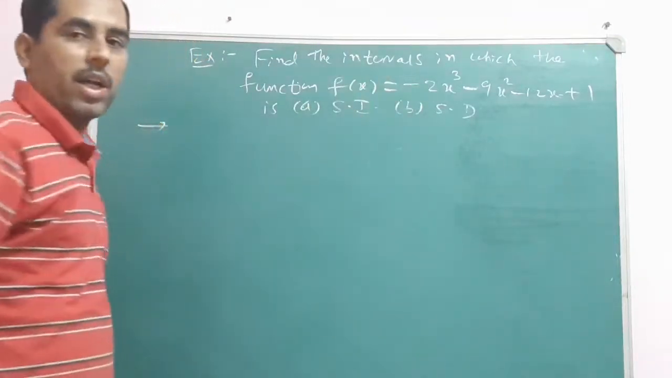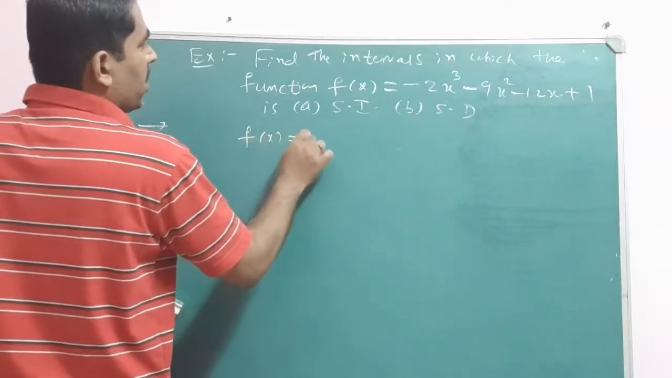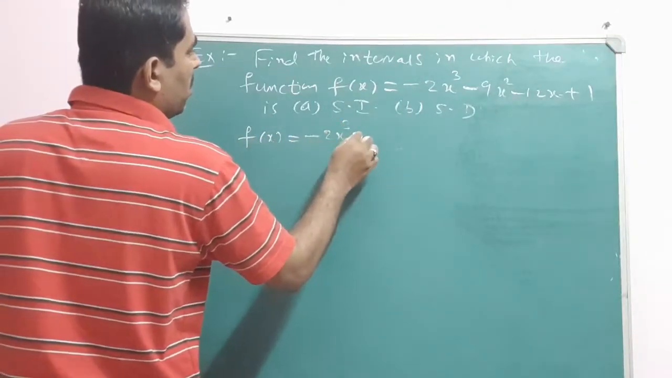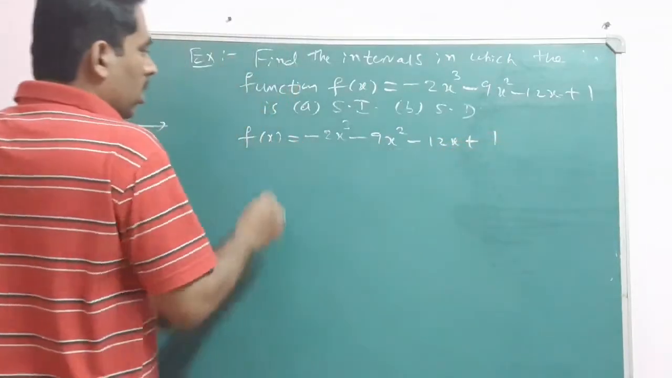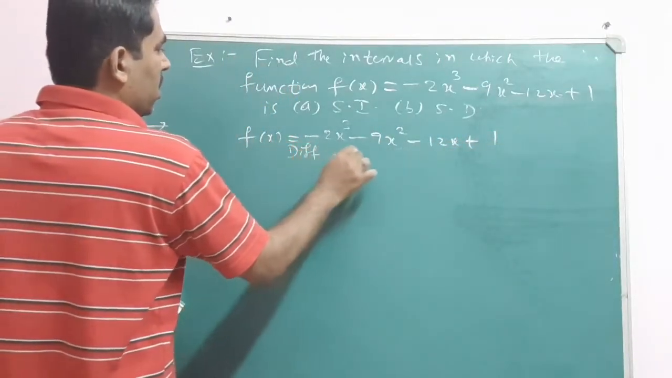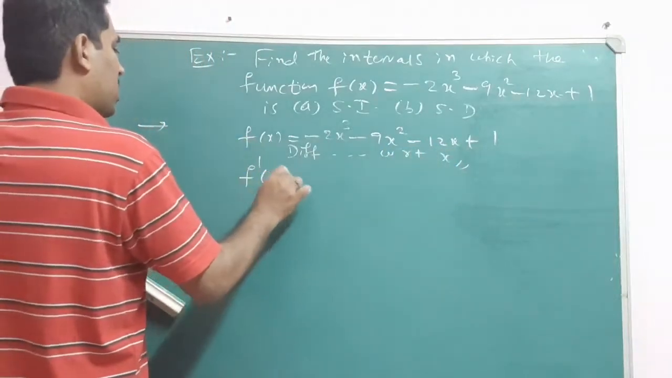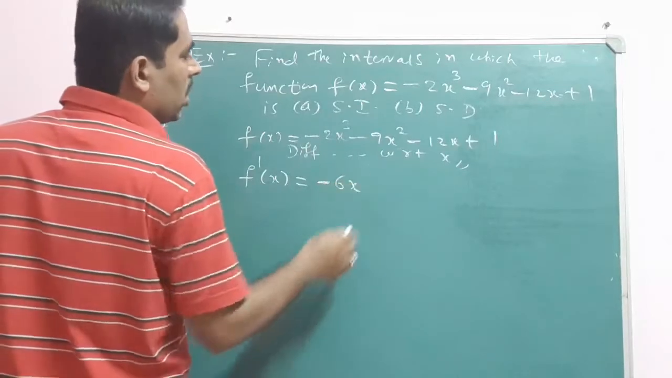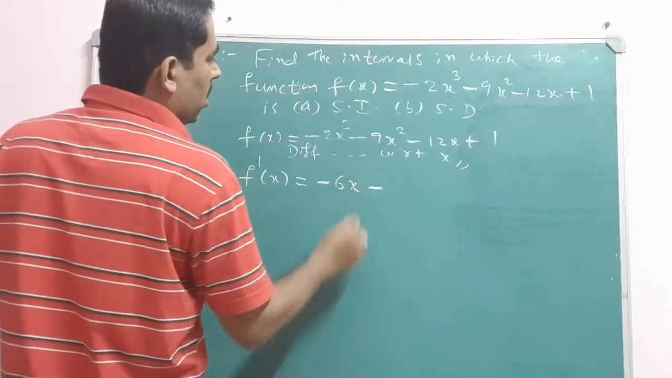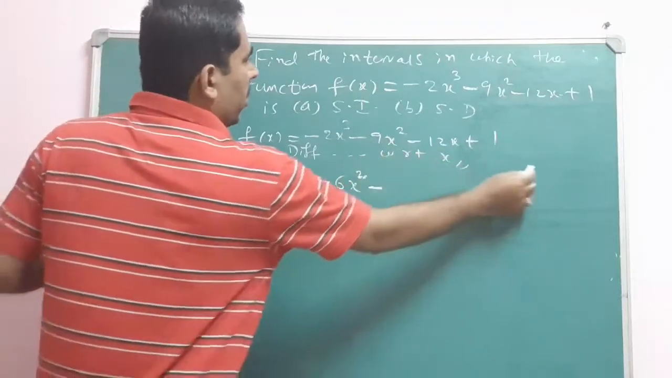This function is given here. First of all we have to differentiate this. So f of x is equal to minus 2x cube minus 9x square minus 12x plus 1. Differentiate with respect to x on both sides. So we'll get f dash x on the left hand side. Minus derivative of 2x cube is 6x square. Then the derivative of this 9, I will keep 9 as it is.